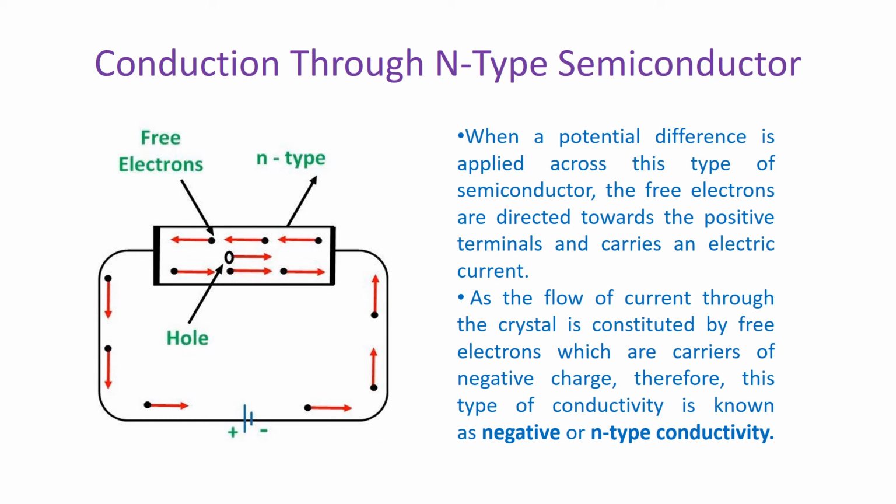So whenever you give a small DC supply to the n-type semiconductor, electrons are attracted towards the positive terminal of the DC supply, and current will flow from the positive terminal of the DC supply through the n-type semiconductor to the negative terminal of the DC supply. So as the flow of current through the crystal is constituted by free electrons, which are carriers of negative charge, therefore this type of conductivity is known as negative or n-type conductivity.